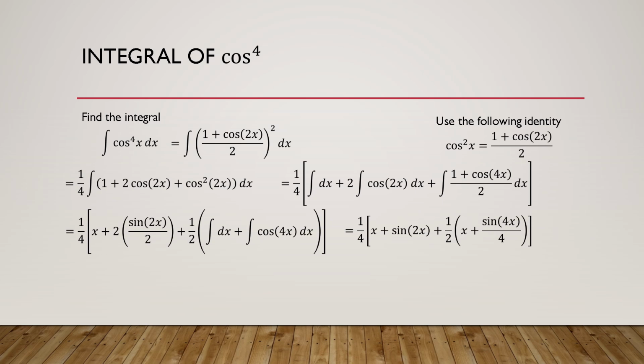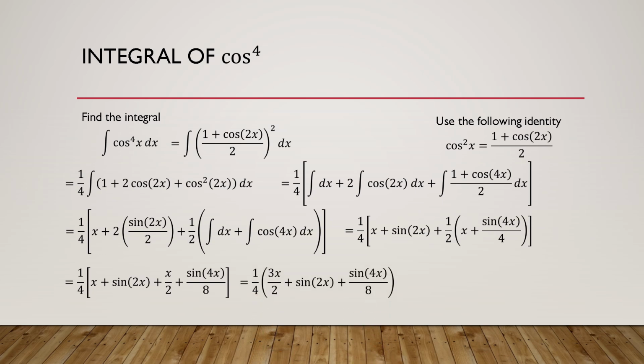Next, we simplify the inner parentheses to get 1/4 times the quantity of x plus sine 2x plus x over 2 plus sine 4x over 8. We then combine the like terms to get 1/4 times the quantity of 3x over 2 plus sine 2x plus sine 4x over 8. We then distribute our 1/4 to get the final answer, 3x over 8 plus sine 2x over 4 plus sine 4x over 32 plus c.